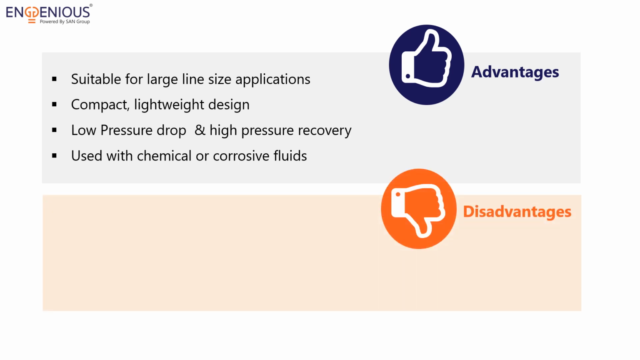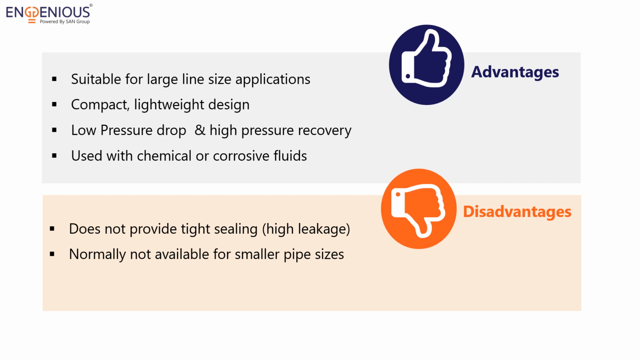Disadvantages of using butterfly valve. It does not provide tight sealing, that is high leakage. This type of valve is normally not available for smaller pipe sizes. Butterfly valve's throttling action is nonlinear.